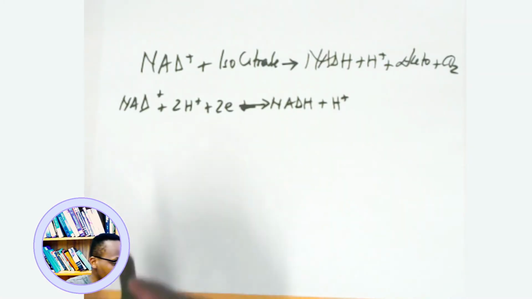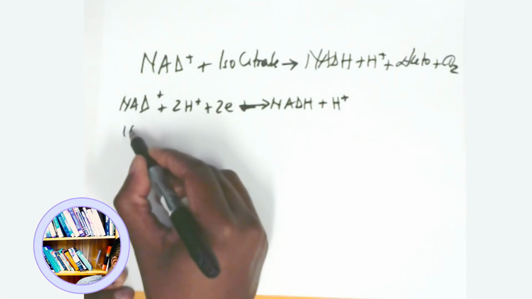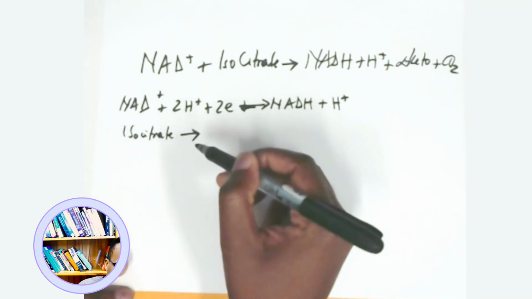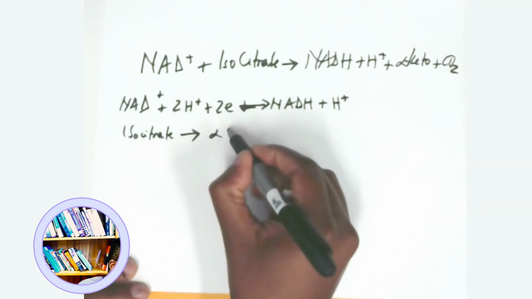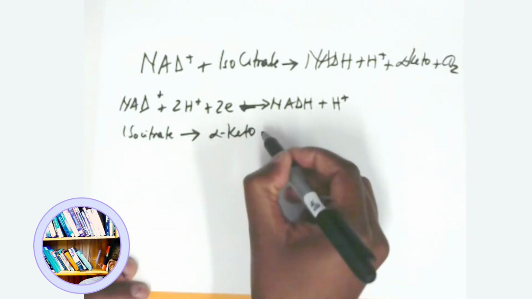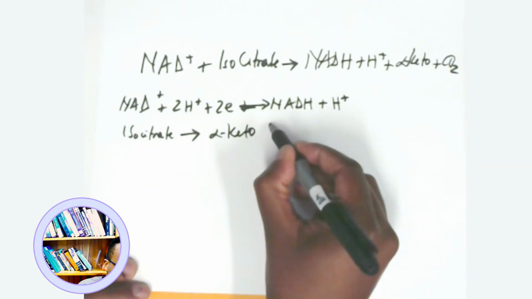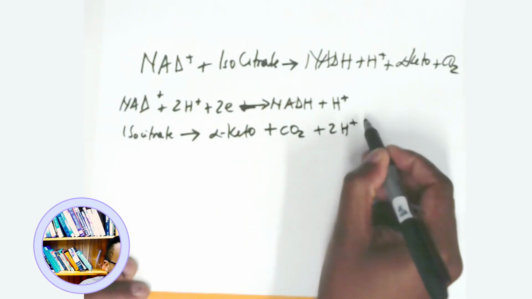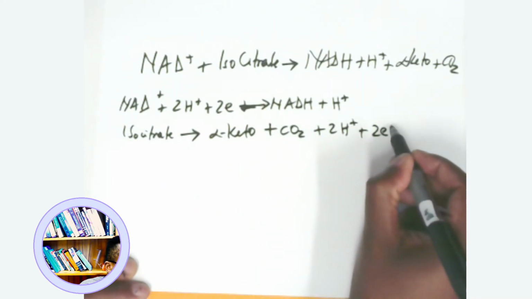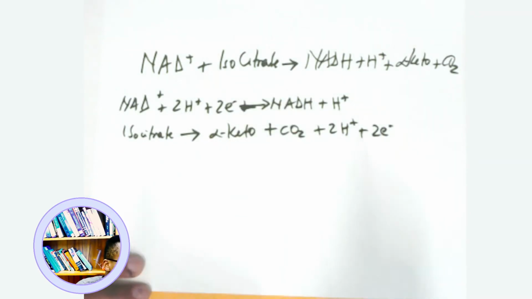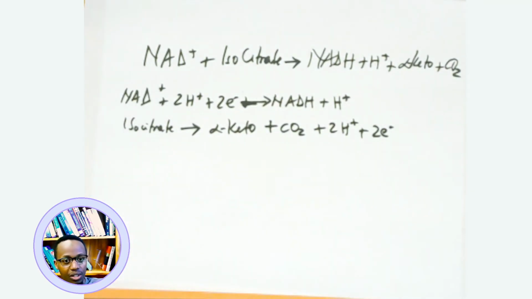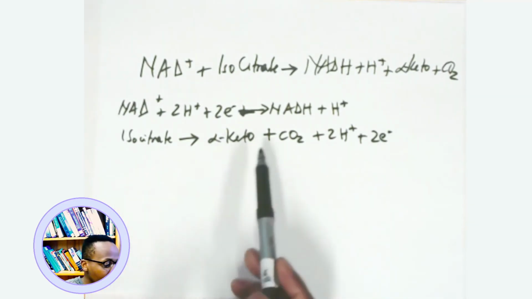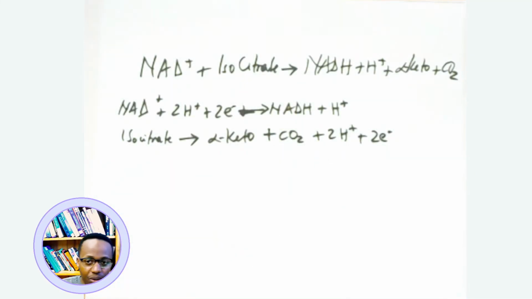It's going to be isocitrate equal to alpha ketoglutarate, that's alpha keto for short, plus CO2 plus 2H plus 2 electrons. Right, these are the two half equations. These are the two half equations that cancel out to give us this overall equation.